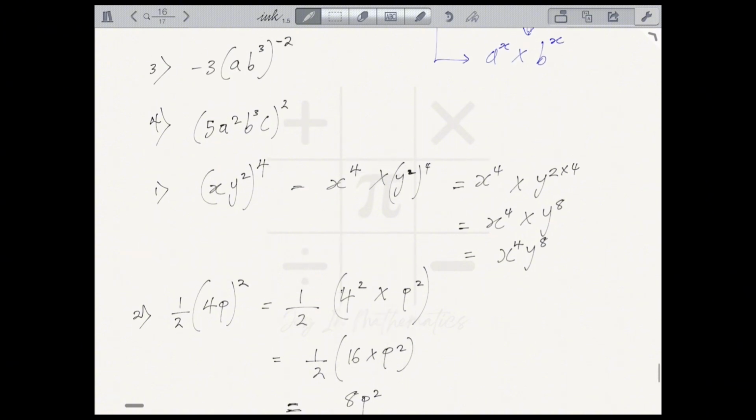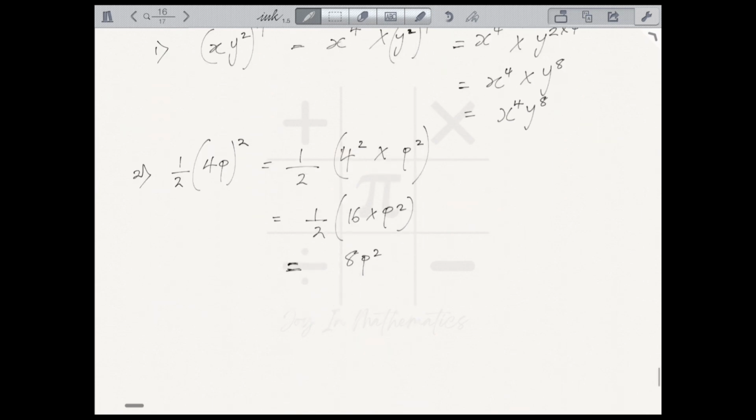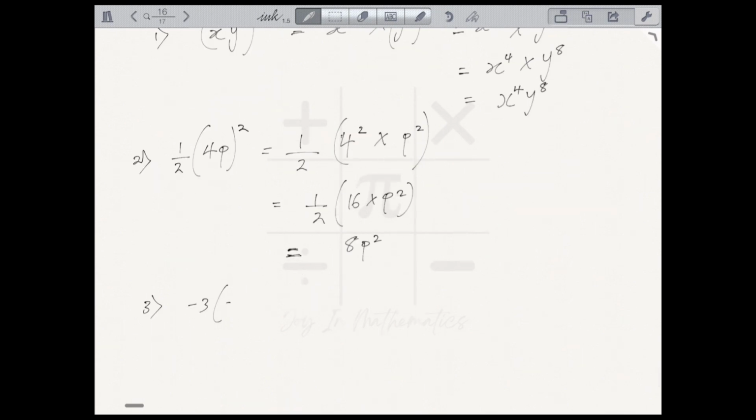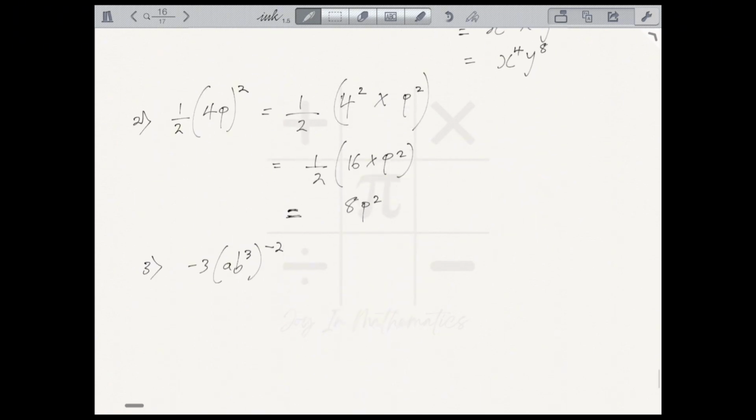Alright, let's try question number 3. In number 3 we have minus 3 (ab^3) all raised to the power of minus 2. Now just like we did in number 2, this will be considered as an entity, but like an entity within an entity. So we will split it considering the power law of minus 2. This will give us a^-2 multiplied by (b^3)^-2.